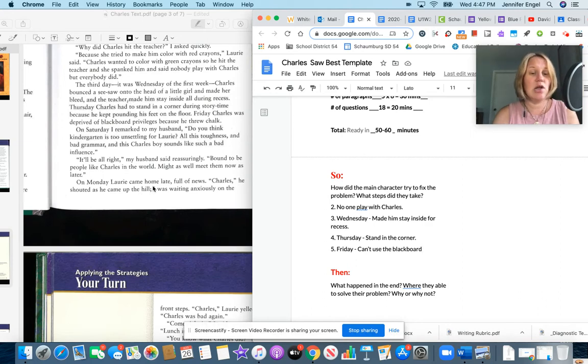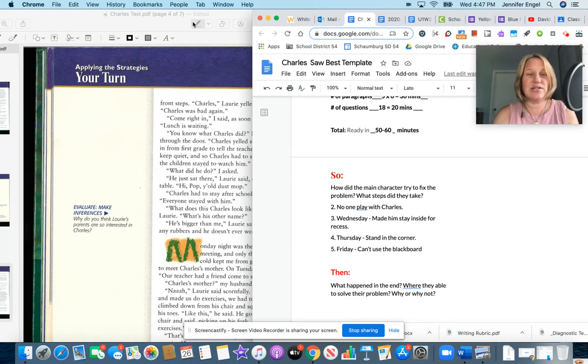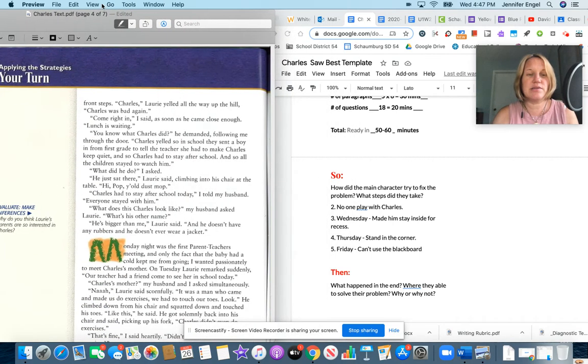On Monday, Lori came home late, full of news. "Charles," he shouted as he came up the hill. I was waiting anxiously on the front steps. "Charles," Lori yelled all the way up the hill. Charles was bad again. "Come right in," I said, as soon as he came close enough. "Lunch is waiting." Do you know what Charles did?